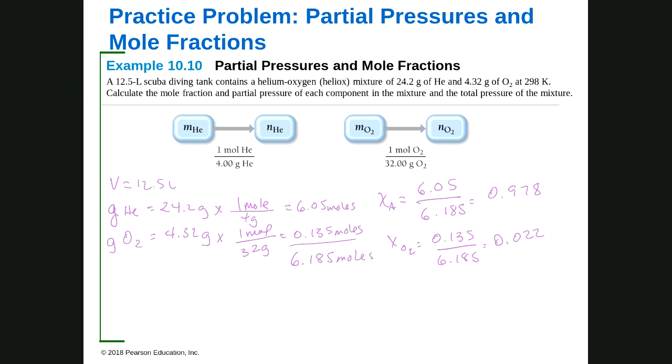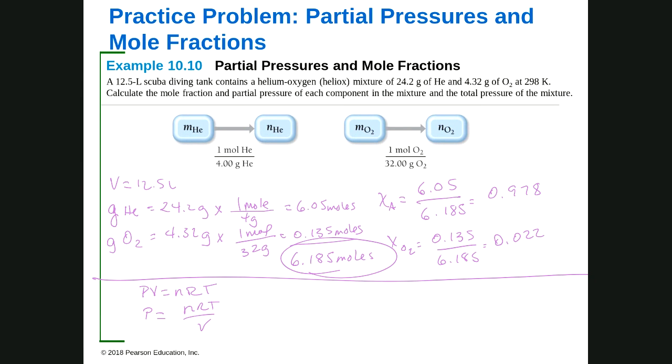Okay, so I can do a couple of things now. I can do the total pressure, right? And then from the mole fraction, I can figure out what the partial pressures are. All right. So what I'm going to do is use the total moles, and do the PV equals nRT. So I've got moles, so I'm figuring out what the total pressure is. So this is going to rearrange to P equals nRT over V.